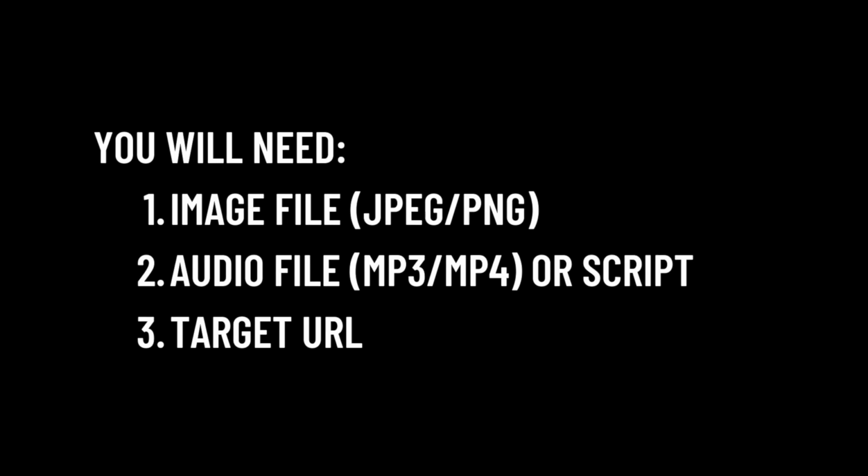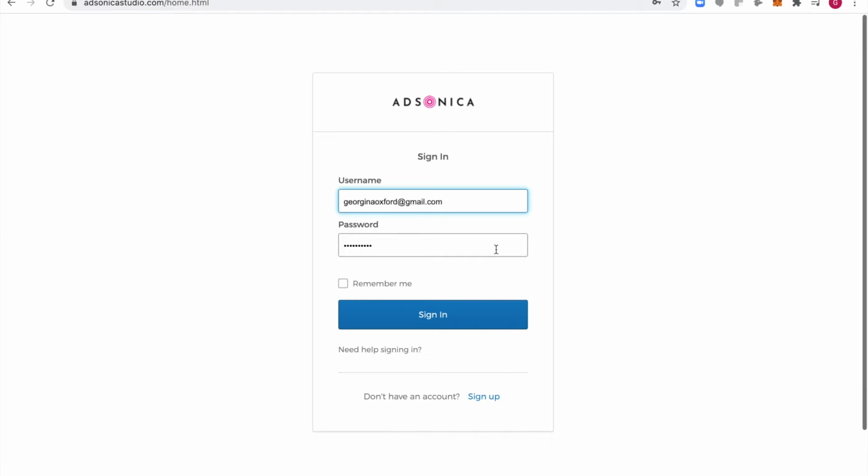You could also just prepare a script and record your audio directly in Adsonica Studio. In addition to these creative elements, you need a target URL. That's the landing page the user will go to when they click anywhere on the ad apart from the listen button. When you've prepared these three elements for your ad, you're ready to sign into Adsonica Studio.